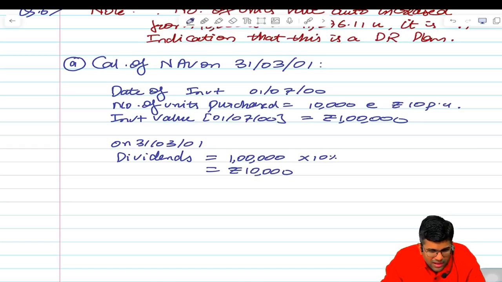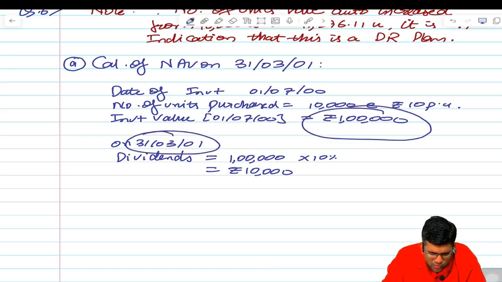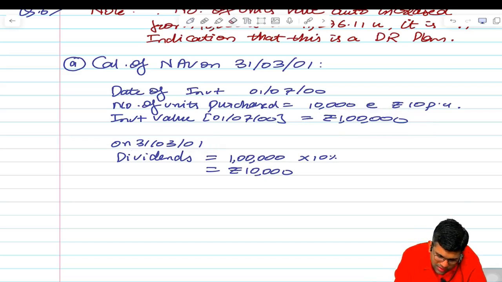Why 1 lakh? I hope you remember the dividend rate is always applied on the face value. Everyone ready now? Face value. I hope you realize that on this date the NAV must have changed, it must have gone to some other number. But the dividend rate will always be applied on face value only, at 10 rupees per unit. Everyone ready? Okay. So 10,000.